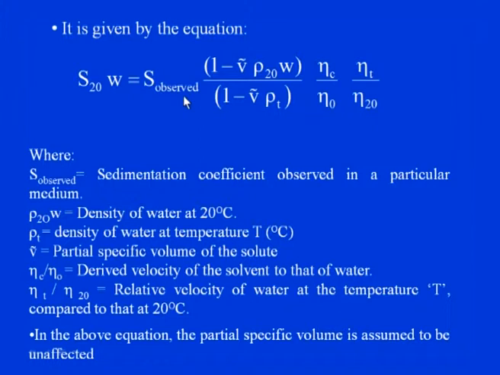S observed, and then these parameters are taken to correct this. You can see S observed is the sedimentation coefficient observed in a particular medium. Then this is rho, that is the density of water at 20 degrees Celsius, then the density of water at the particular temperature T you have taken. This is the partial specific volume of the solute.